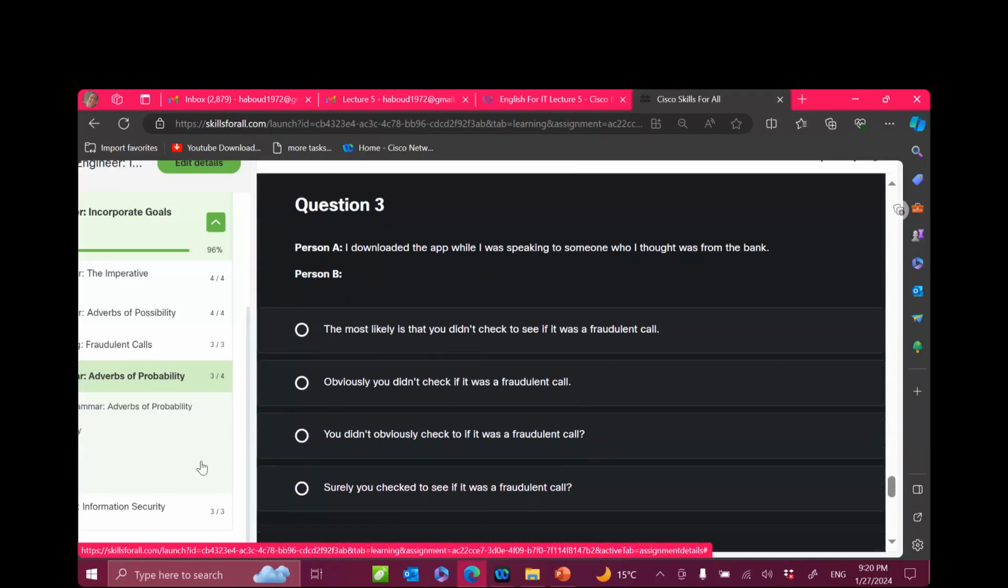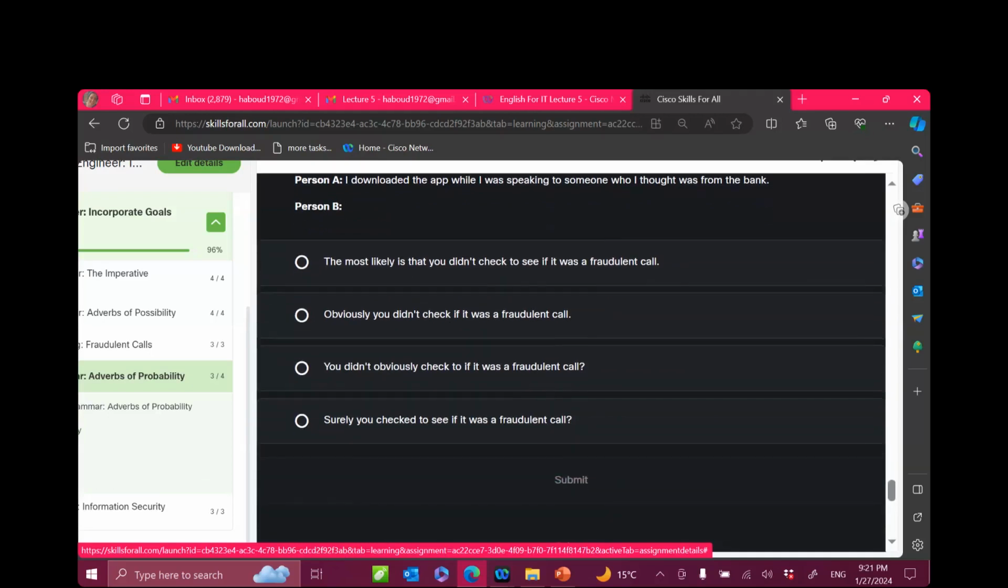The most likely is that you didn't check to see if it was a fraudulent call. Obviously, you didn't check if it was a fraudulent call. You didn't obviously check if it was a fraudulent call, or surely you checked to see if it was a fraudulent call. What do you think?